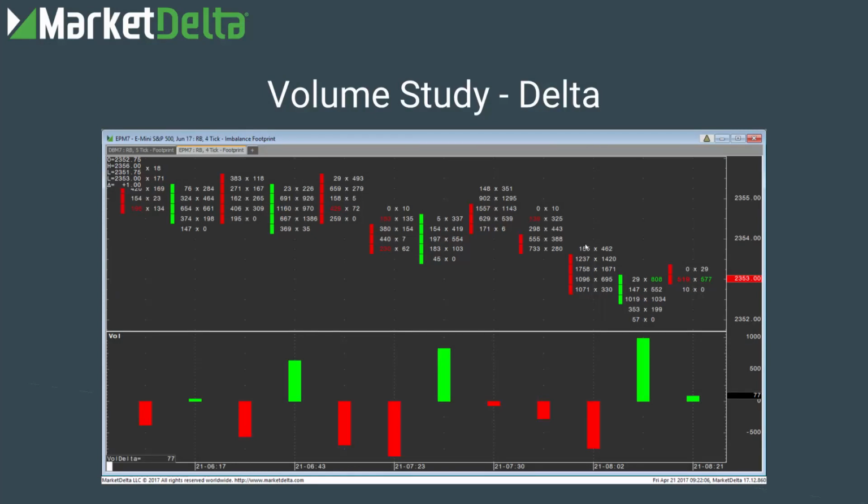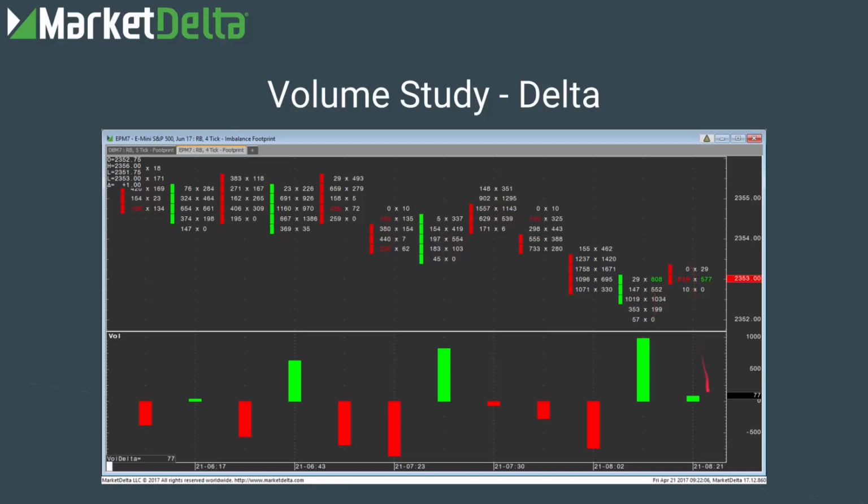This is the volume study within Market Delta Desktop, and you have delta. So it's set to delta, and what we're looking at is this lower pane right down here, this bottom pane. Let me turn on my laser pointer. Each of these is just a histogram telling us what the delta was for each bar.